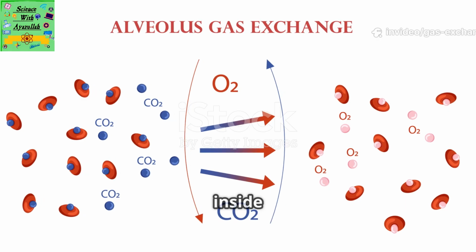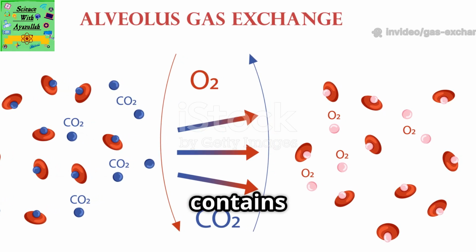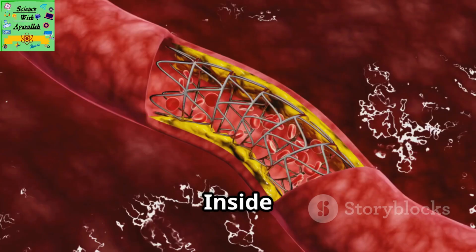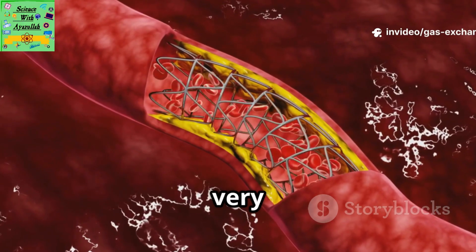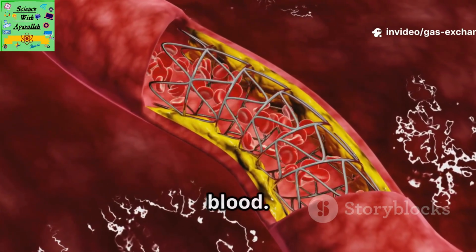Now think about the air inside the air sac. It came from outside the body, where the air contains a lot of oxygen and only a small amount of carbon dioxide. Inside the alveolus, this air is very close to the blood. There are only two very thin cells between the air and the blood.